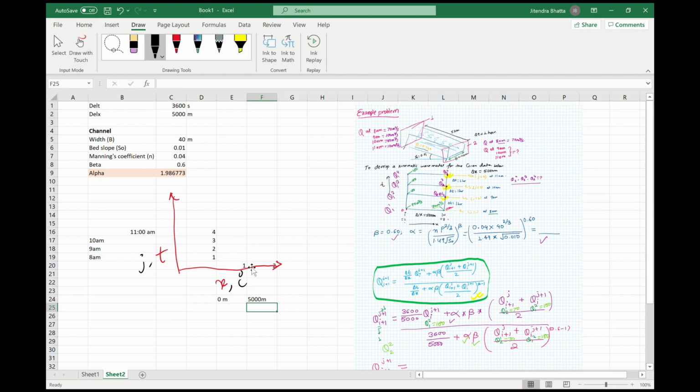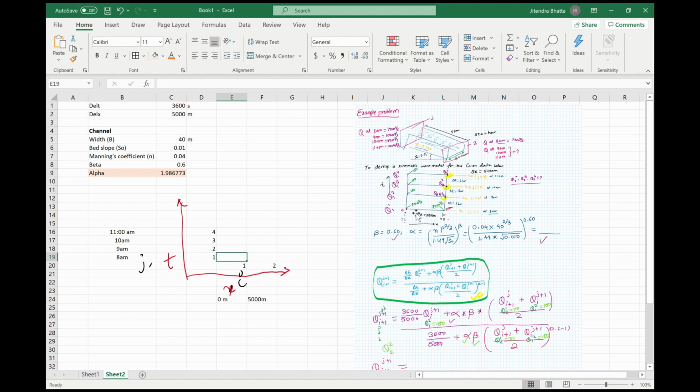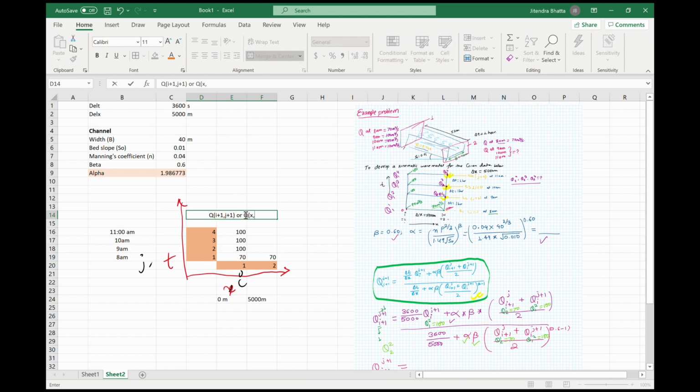Now we are given this value here, which is at q1,1, which is 70. This one here is 100, this is 100, and this is also 100. This is given as 70. Now we have to find these values here. So this is a table for q I plus 1, j plus 1, or q x, t.